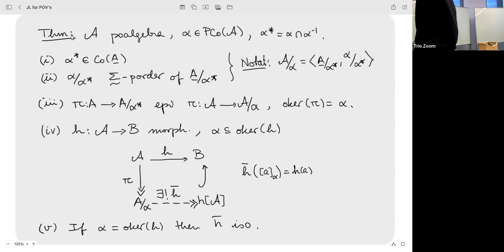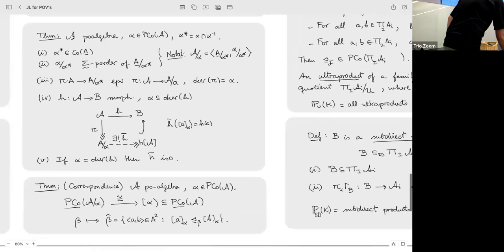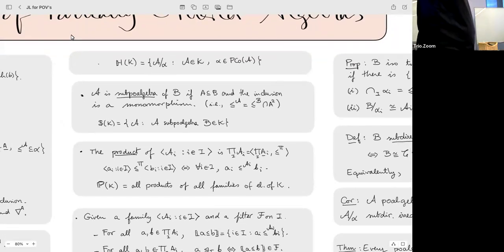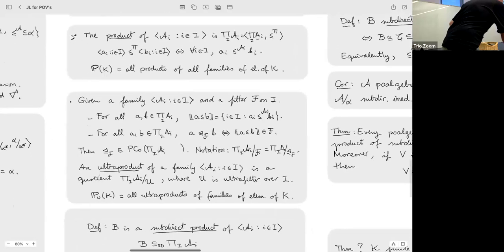We always have an epimorphism. The order kernel of the canonical projection is the precongruence that we started with. And every time that you have a morphism and a precongruence that is included in the order kernel of the morphism, you have this result, which is the factor theorem. So everything is going to work. And moreover, you're going to have an isomorphism if it equals the order kernel. So all the typical results of universal algebra are going to be satisfied here. We have a correspondence theorem. We have the notion of homomorphic image, the notion of sub-partially ordered algebra, the notion of products of algebras. All those notions are going to be satisfied.